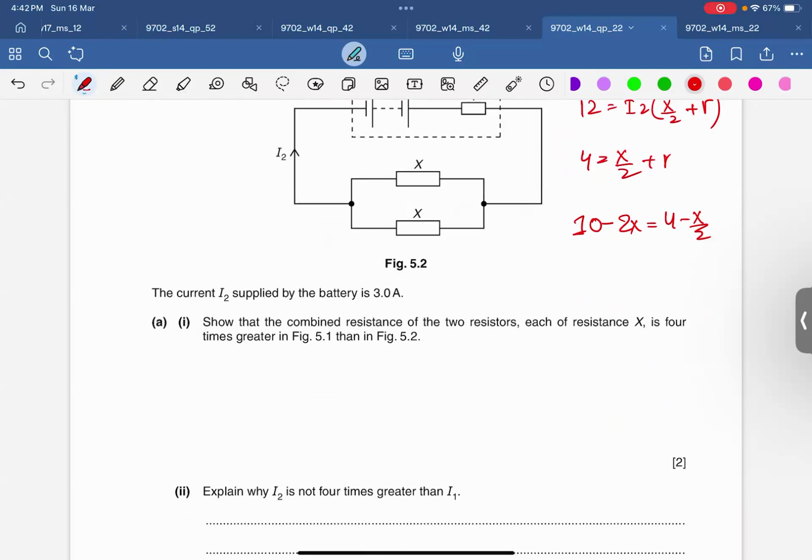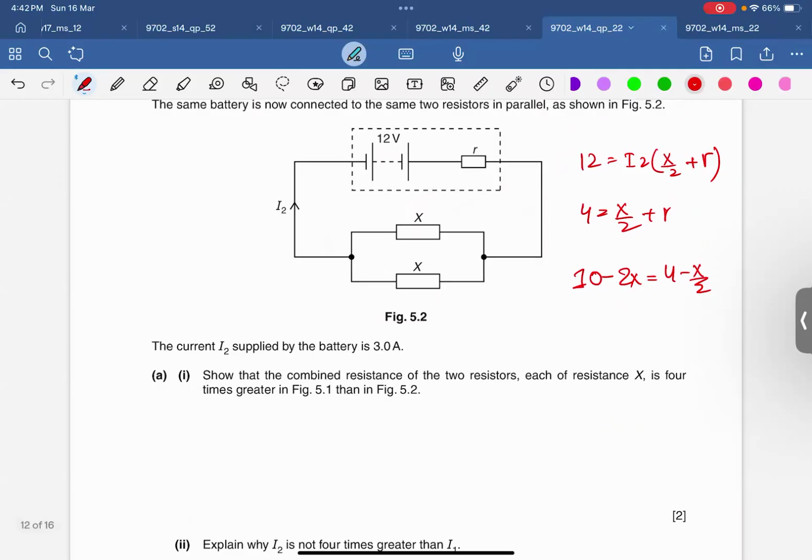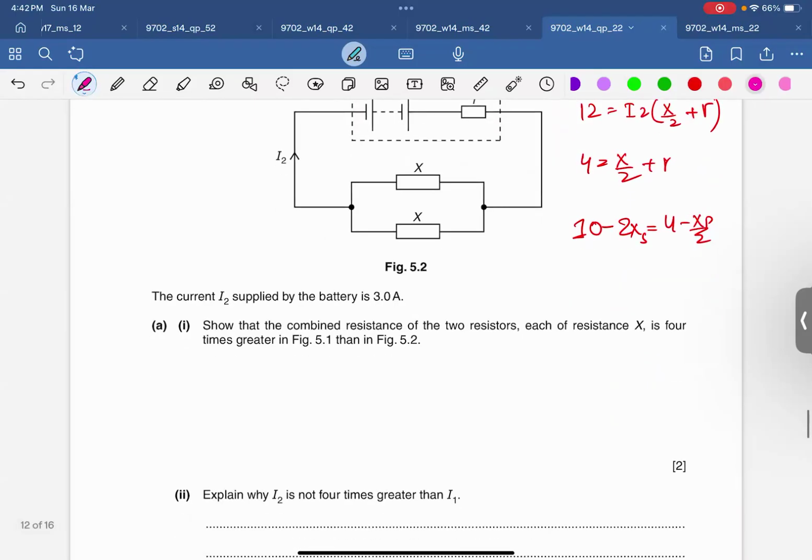They're saying the resistance of the two resistors. So this was the series resistance and this was the parallel one, so I have to differentiate them because we have to relate them at the end. So 10 minus 4 equals 2xs minus xp over 2, so that would be just 6.